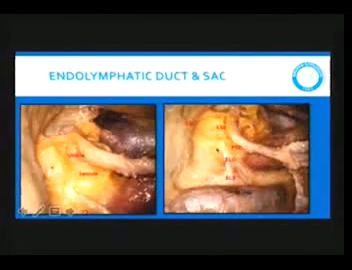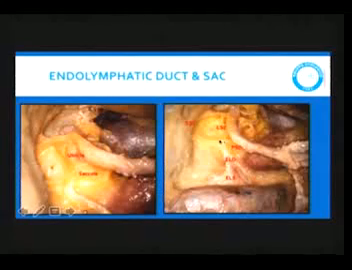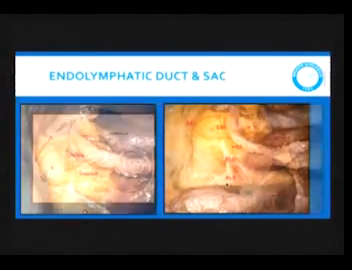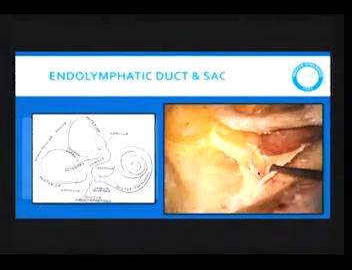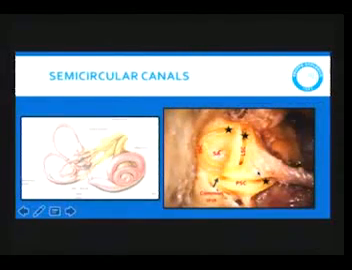So once you get into the vestibule, there is a structure that comes out of the vestibule, which is the endolymphatic duct and the endolymphatic sac, which lies under the dura of the posterior cranial fossa. This is the sac, and this is the lateral wall of the sac, the medial wall of the sac, which lies on the dura of the posterior cranial fossa.